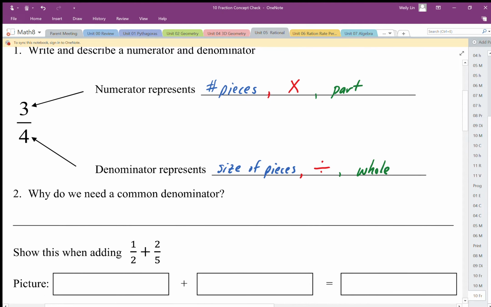Why do we need a common denominator? Well, we don't need a common denominator to multiply and divide. Although when we're dividing fractions, it does help to have a common denominator, but we don't need it. We need a common denominator for addition and subtraction. Okay? Maybe so I'll write this down. Don't need it for times and divide. But we need it for addition and subtraction.